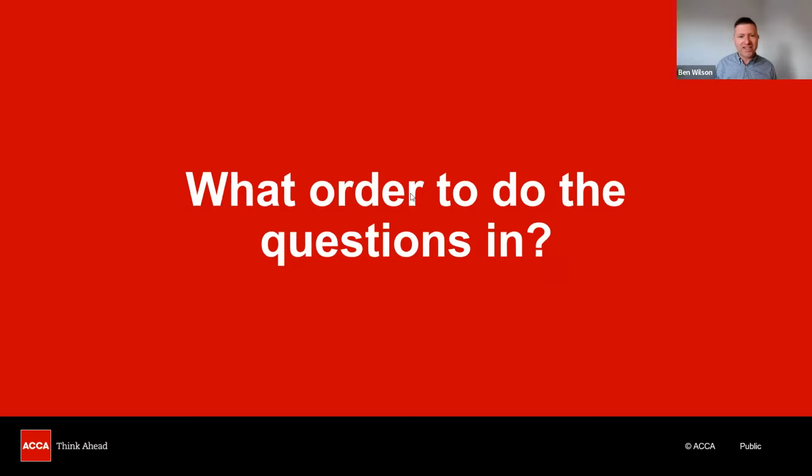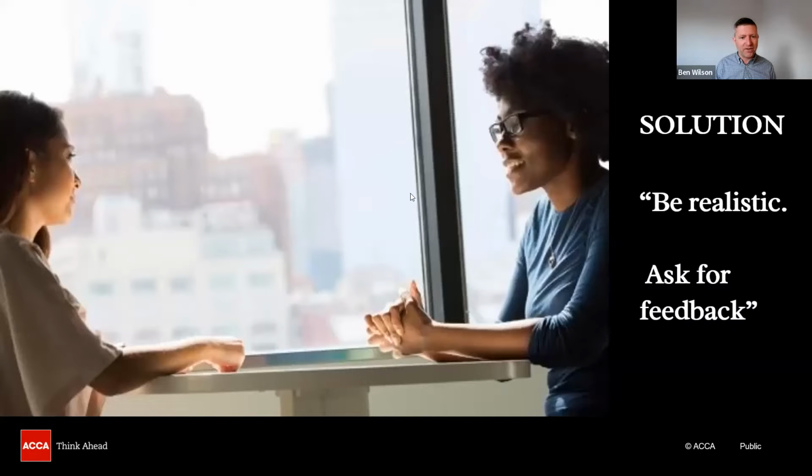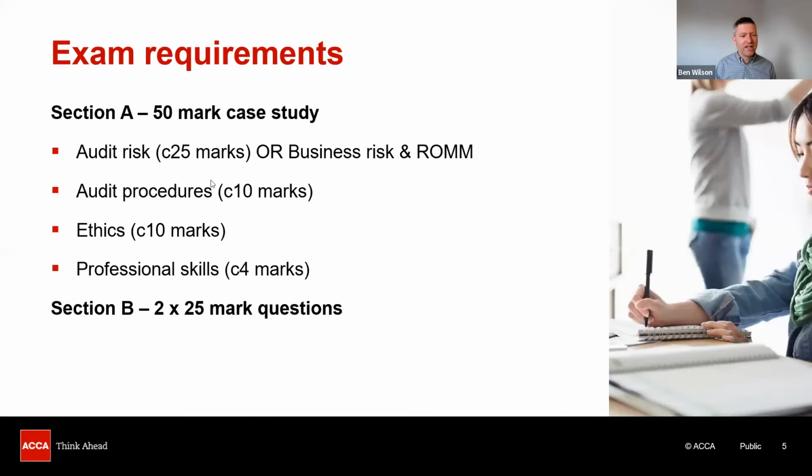Okay, I'm going to a second question related to this. I'm going to go back a few slides here. So these are the 4 questions in section A, right? You've got audit risk, you've got audit procedures, you've got ethics, and you've got professional skills marks. Okay, let's number them 1, 2, 3, 4. Where do you start? Let's say you're running out of time. You've done question 2 and question 3 first, and you get to question 1 and you haven't got that much time. Which one of these are the easiest questions? Where can you pick up the easiest marks in section A?